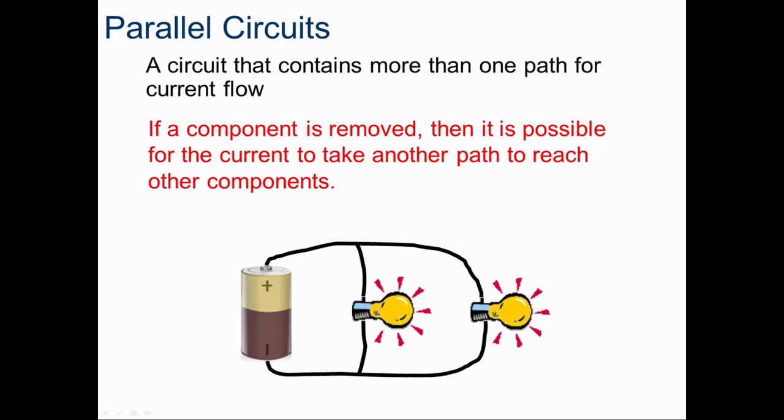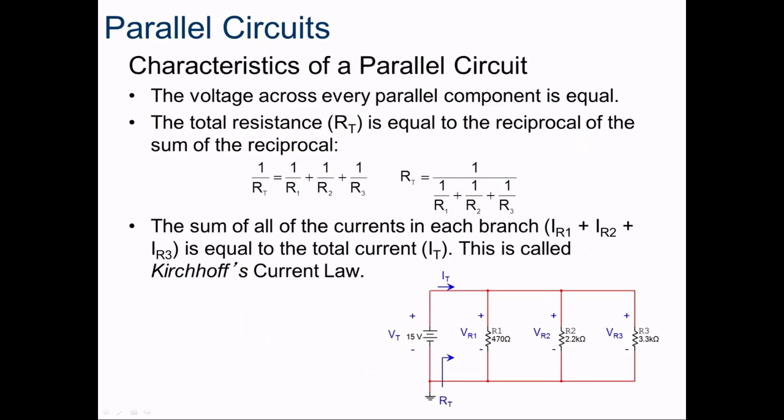Okay, let's do parallel circuits. A circuit that contains more than one path. If a component is removed, then it is possible for the current to take another path to reach other components. If I remove one light bulb, the other one's still going to stay lit. Okay, characteristics of a parallel circuit. Just like we said earlier, current divides, voltage is the same.